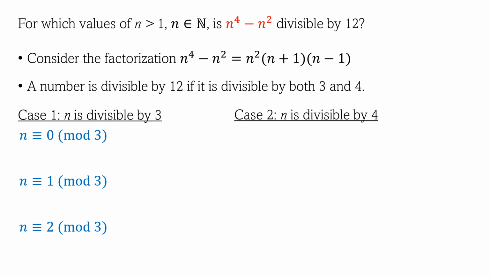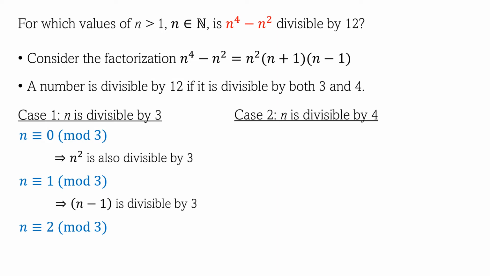In the case that n is congruent to 0 mod 3, it means that n squared is also divisible by 3. Similarly, if the remainder is 1 mod 3, then n minus 1 will be divisible by 3. And also by the same logic, if n is congruent to 2 mod 3, then n plus 1 will be divisible by 3.